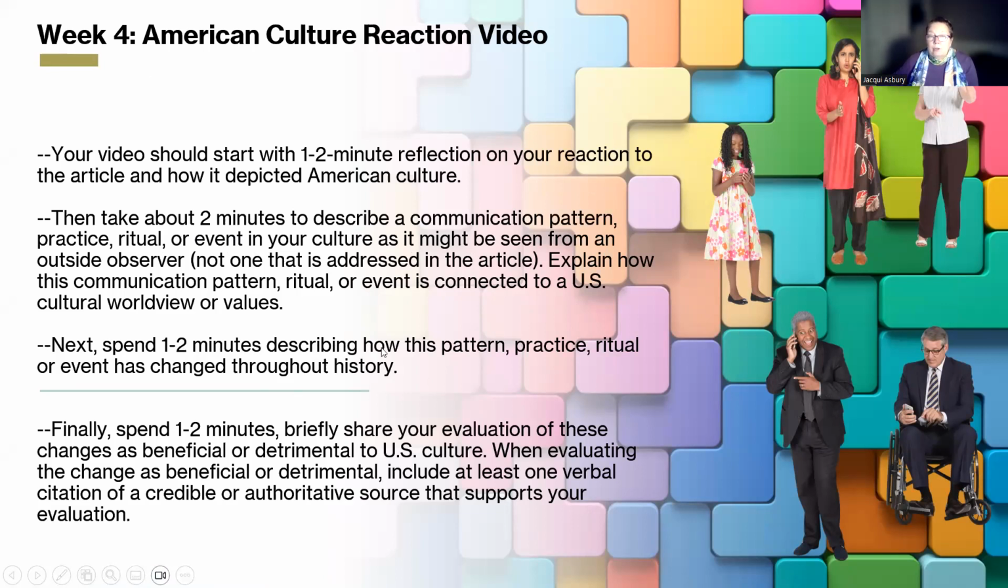Third thing is to spend a minute or two describing how that pattern, practice, ritual, or event has changed throughout history. Now, obviously, you can't do cell phones because I did cell phone as the example. So you won't be doing that one, but find something that is unique that you can talk about and write about and that you're interested to research. Then spend 1 to 2 minutes to evaluate. Have these changes been beneficial or detrimental to U.S. culture? Use at least one credible source as a verbal citation, just as I did with Turkle.